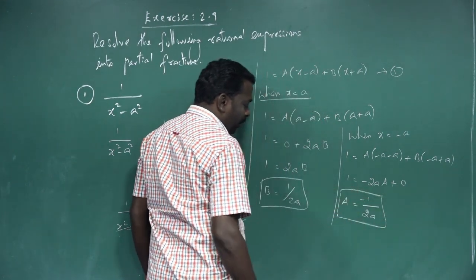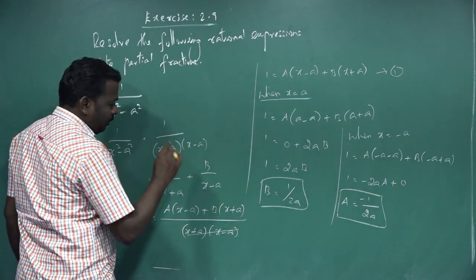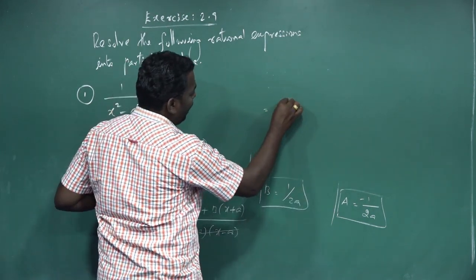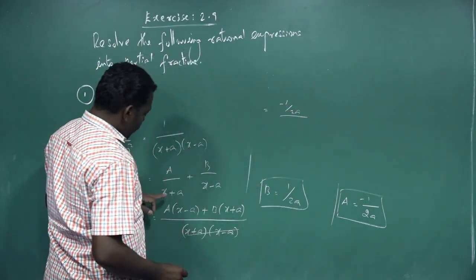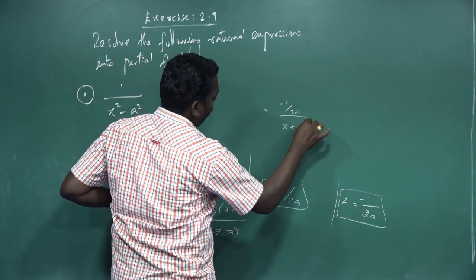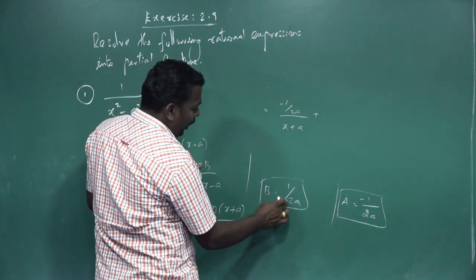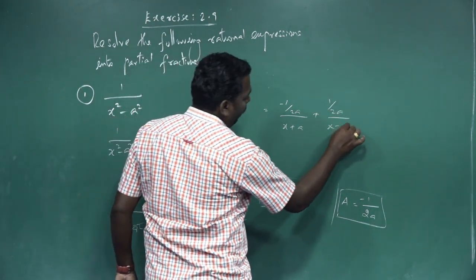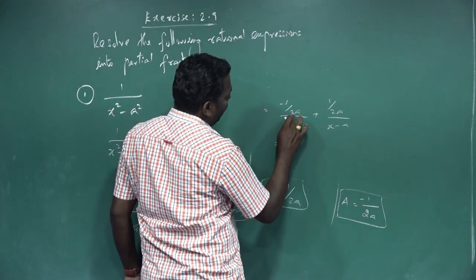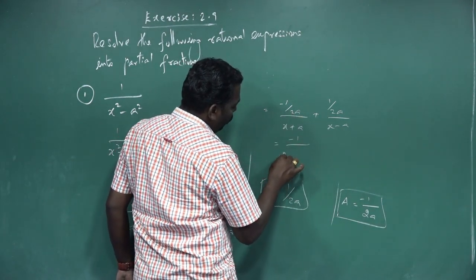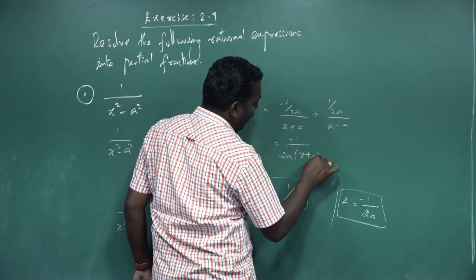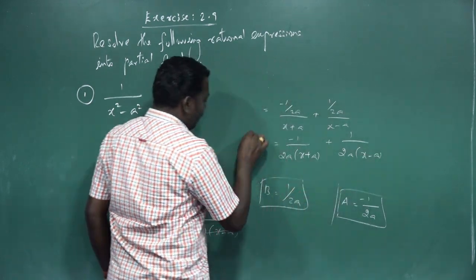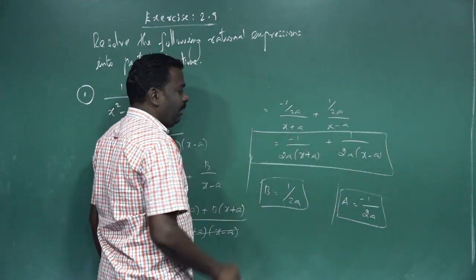Therefore, we apply the value of a and b, just substitute in this equation. Therefore, the value of a is equal to minus 1 by 2a by x plus a, and b value is equal to 1 by 2a by x minus a. Now just rewrite the answer, 2a comes in the denominator: minus 1 by 2a into x plus a plus 1 by 2a into x minus a, and this is the final simplification, for the given sum.